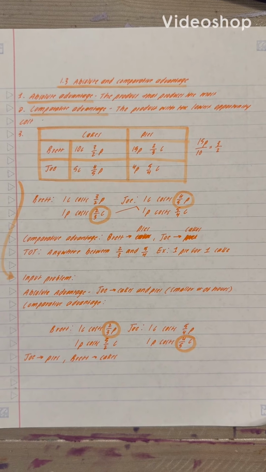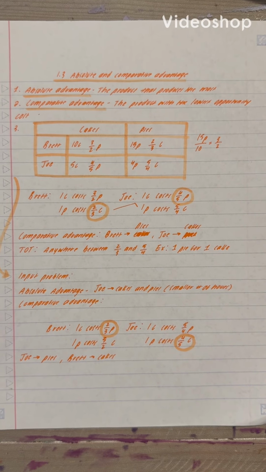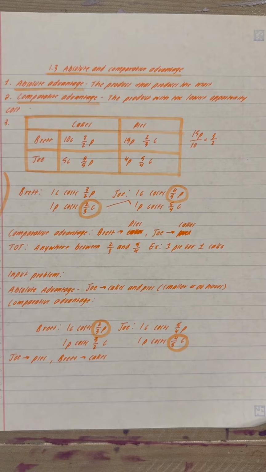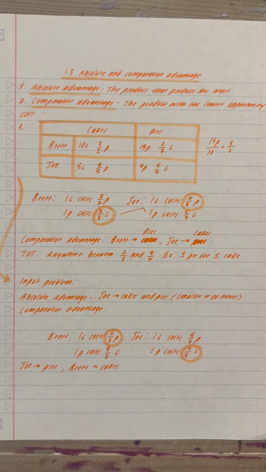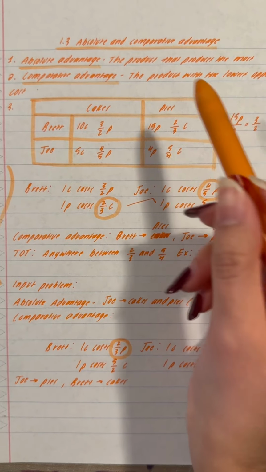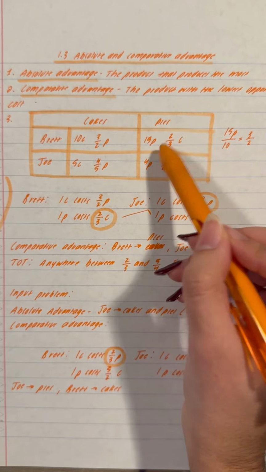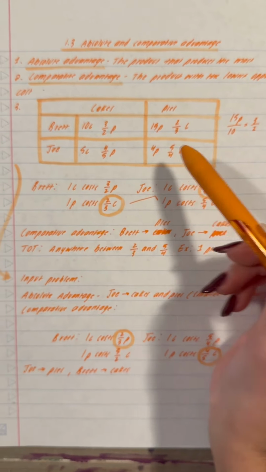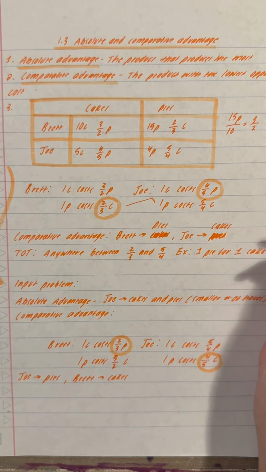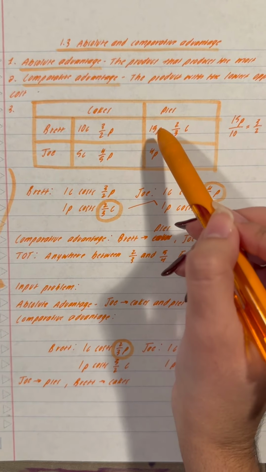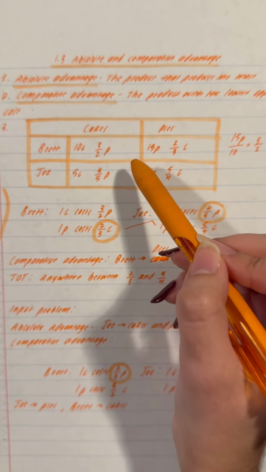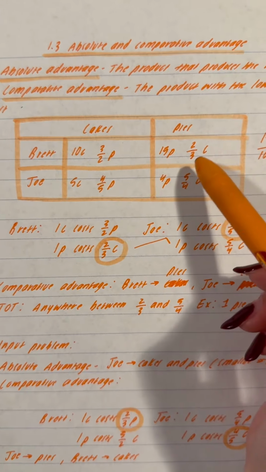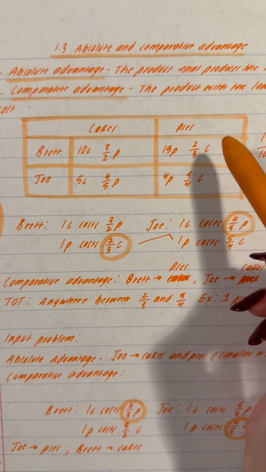The absolute advantage is the product that produces the most, whereas comparative advantage is the product with the lowest opportunity cost. So in this situation, Brett can make 10 cakes and 15 pies, while Joe can make 5 cakes and 4 pies. So in order to find the comparative advantage, I just took 15 over 10, which simplified to 3/2, and then the number next to it would just be its reciprocal.